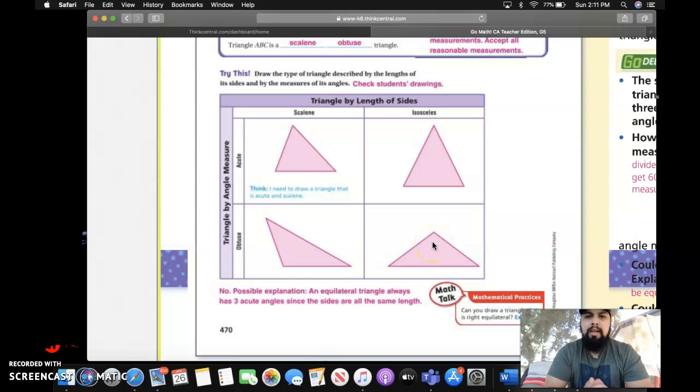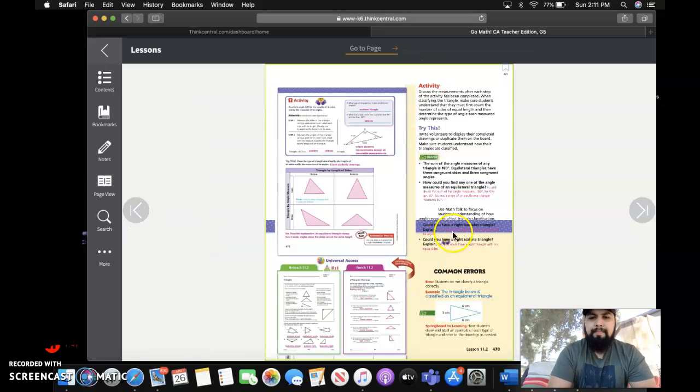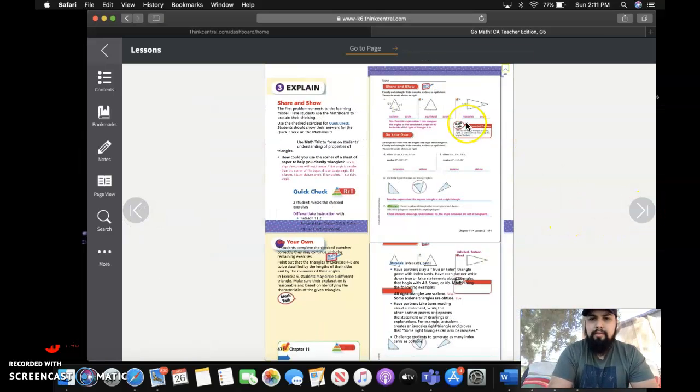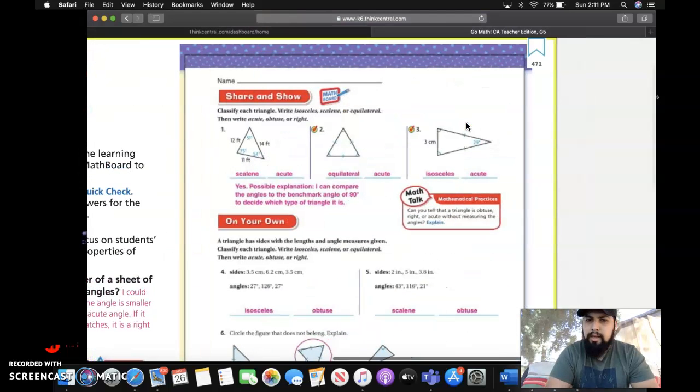That was pretty much it for this lesson. If you got down that, okay, if all sides are the same, all angles are the same, it must be an equilateral triangle. And if they're all the same, it would be an acute equilateral too. So let's take a look at a couple of these problems.